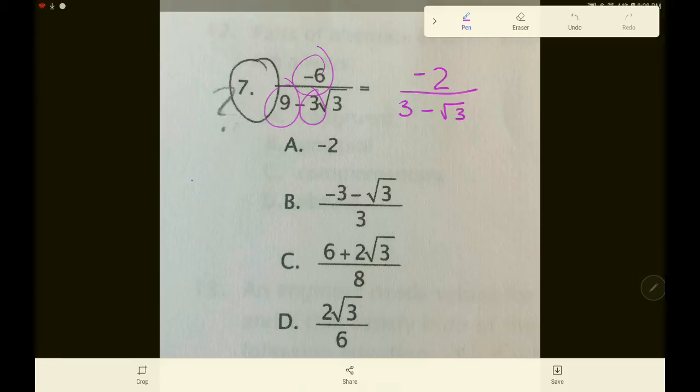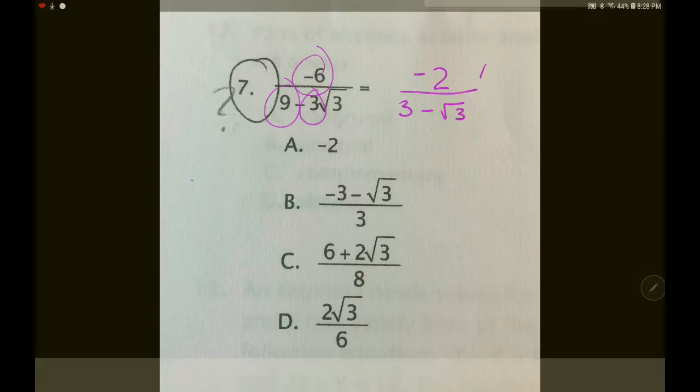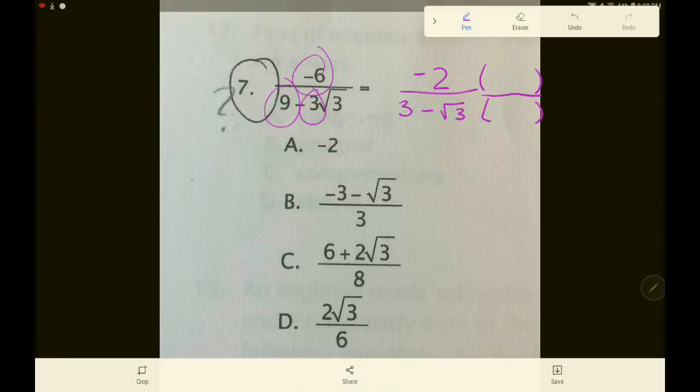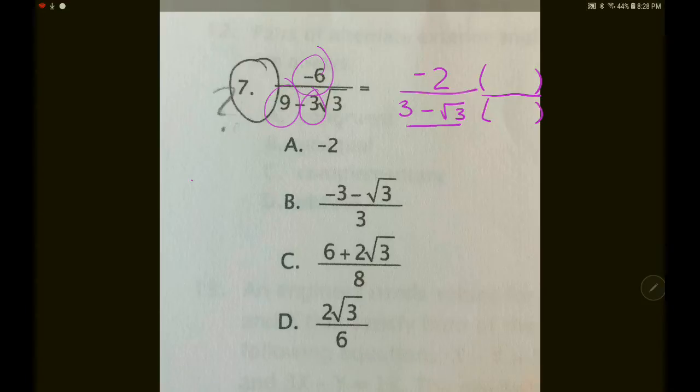So we do that. Negative 6 divided by 3, negative 2. And then we have 9 divided by 3 is 3. And negative 3 divided by 3 is just negative 1. So we have this. Negative 2 over 3 minus square root of 3. Now we're going to do what I started talking about. But it's better to do a simple simplification first, like the one we just did. So now we have 3 minus square root of 3, and the conjugate is just the same numbers, 3 and square root of 3, but with the opposite sign.